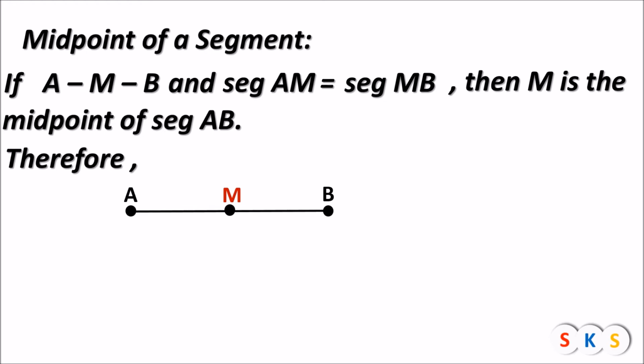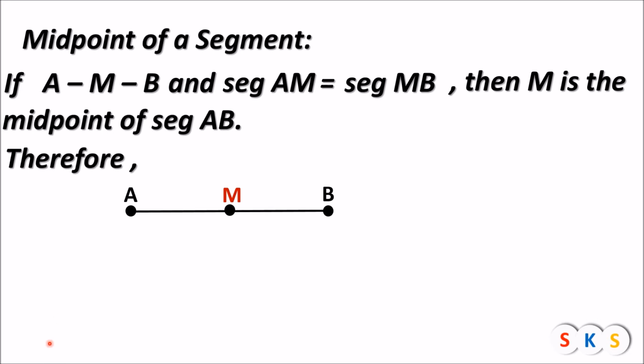Now we'll see the figure. You can see that here M is the midpoint of segment AB. M is between A and B, but between does not mean it's the midpoint. Midpoint means if AM and MB are equal in length, then we can say that M is the midpoint of AB.